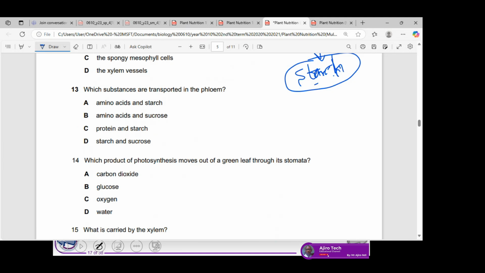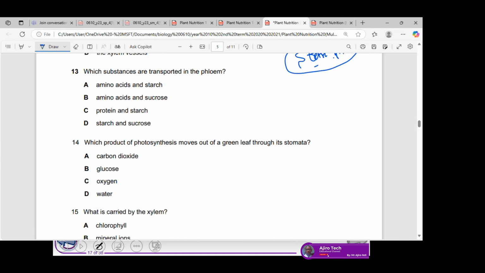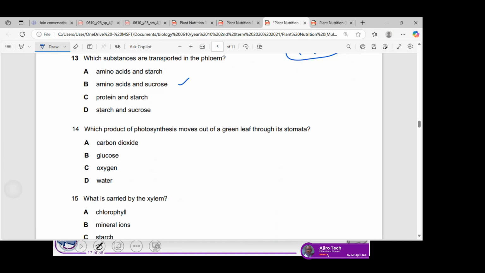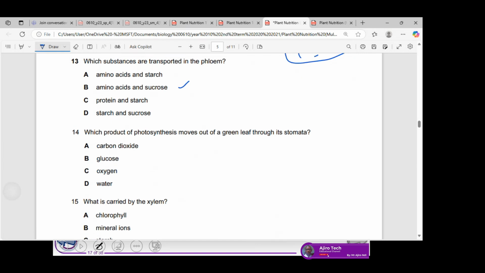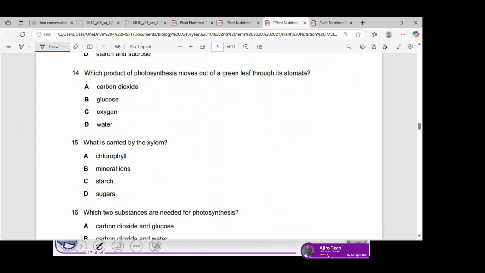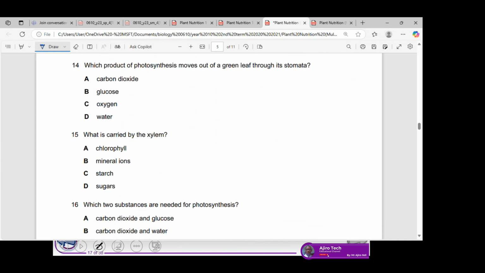Sucrose and amino acid. All right, that we learned just a moment ago. Which product of photosynthesis moves out of a green leaf through its stomata? Oxygen. Oxygen moves out during photosynthesis. So oxygen is the waste gas.